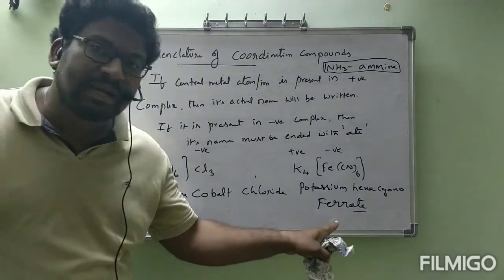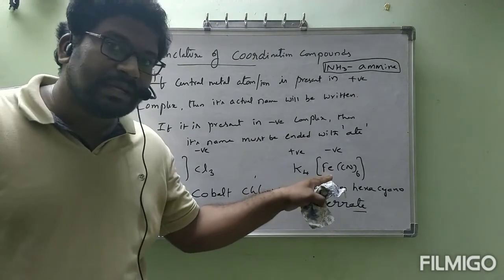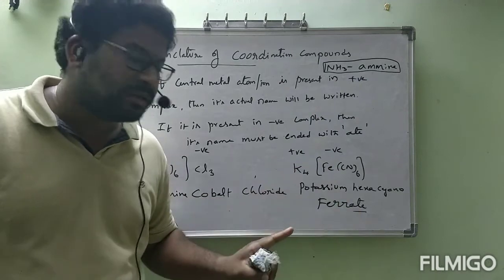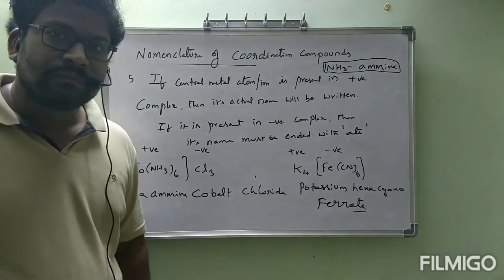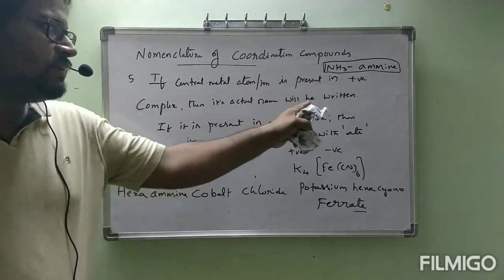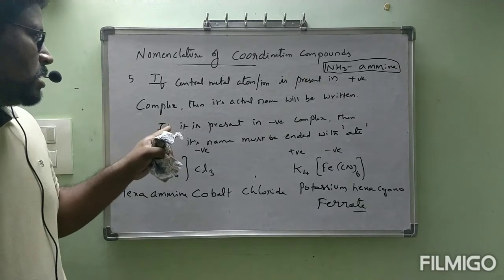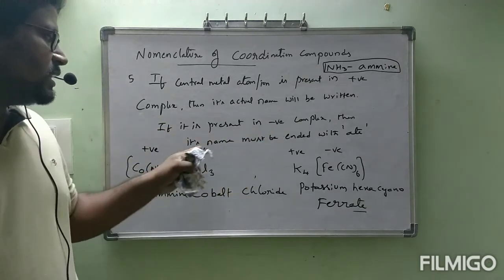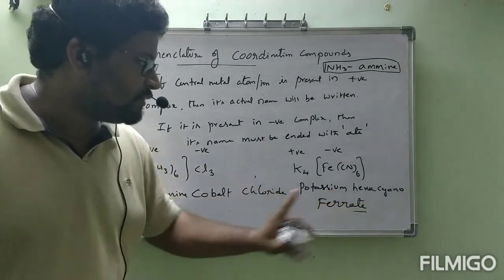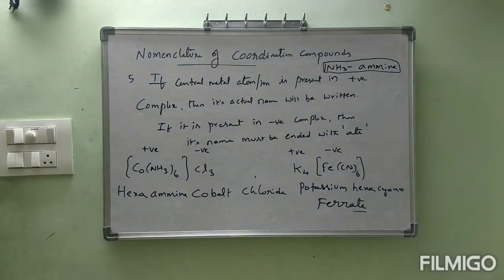Why did I write ferrate instead of iron? Because here the central metal atom iron is present in a negative complex, so it should end with -ate. This is the difference. If the central metal atom is present in a positive complex, then its actual name will be written, cobalt. If it is present in a negative complex, then its name must end with -ate. Ferrate. Potassium hexacyanoferrate. Okay, see you in a few more.